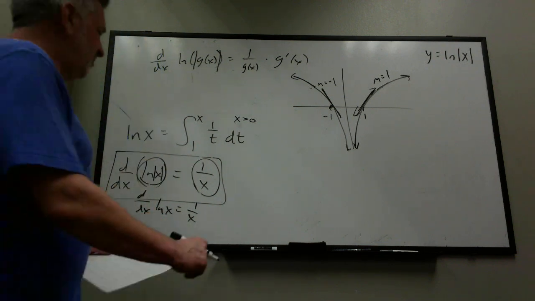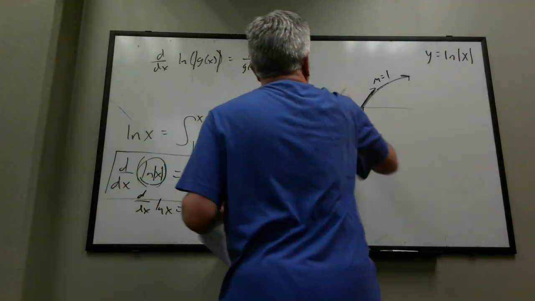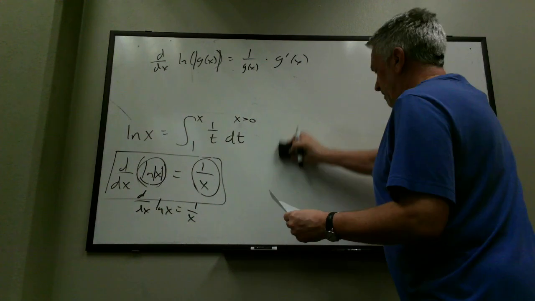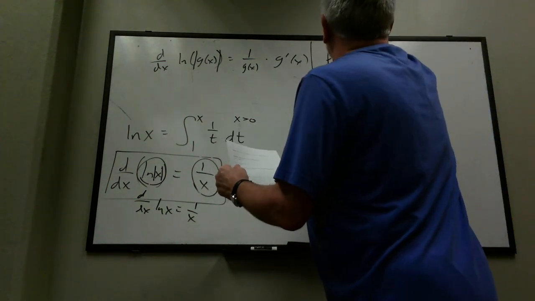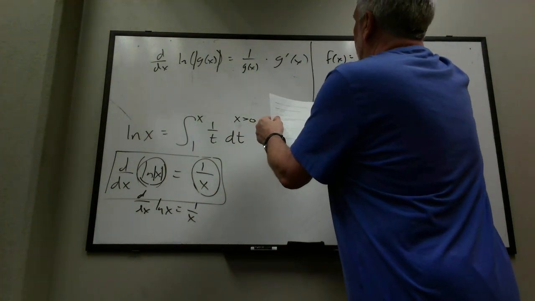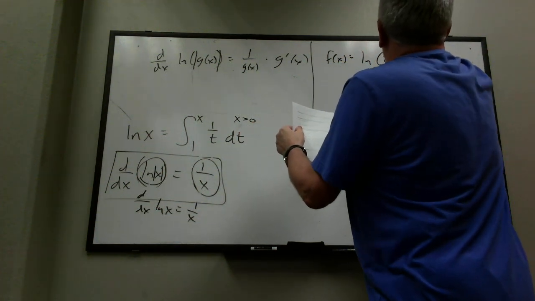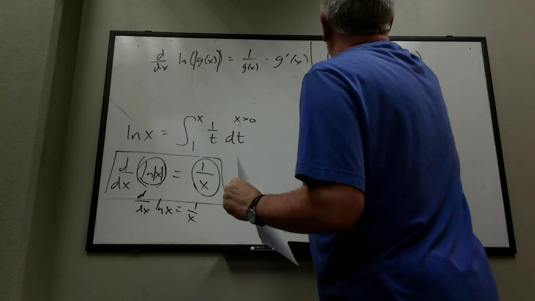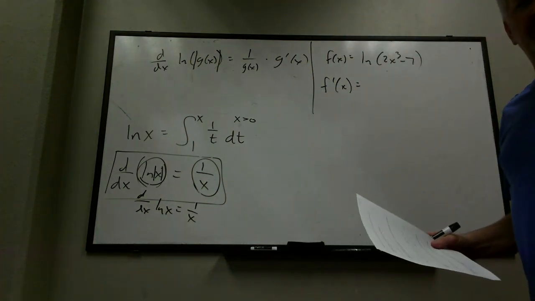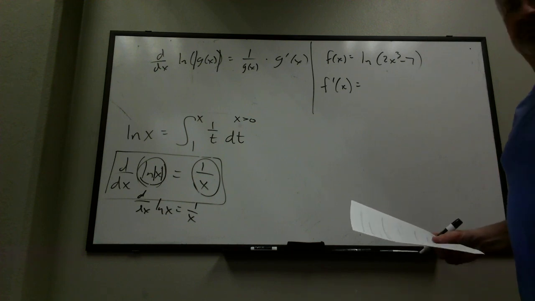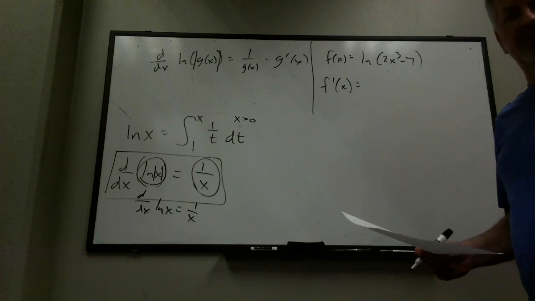Okay, so for practice, let's do a couple of derivatives here. So suppose f of x is natural log of 2x cubed minus 7, and it says find the derivative. So pause the video for a minute and see if you can compute the derivative on your own, and then I'll do it and we'll see if we get the same answer.